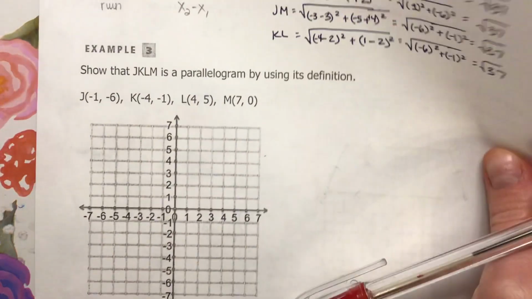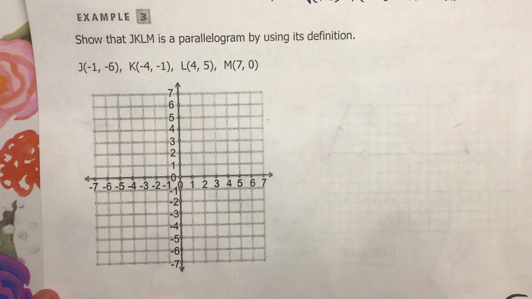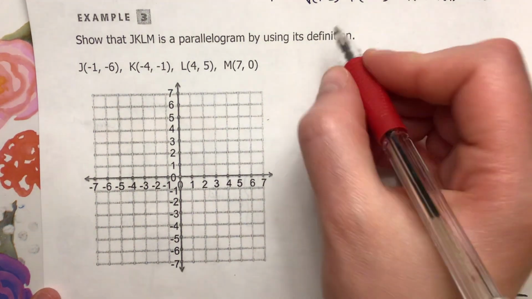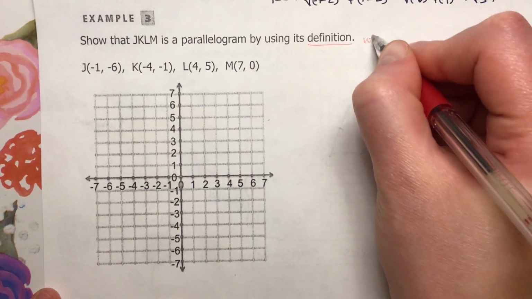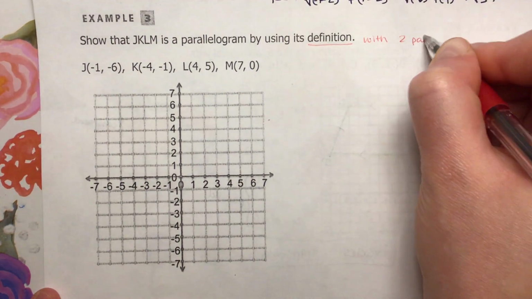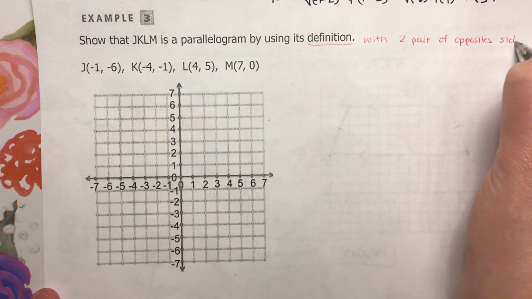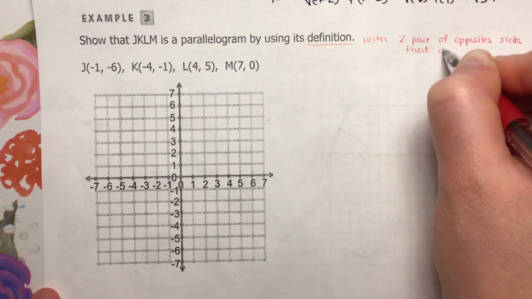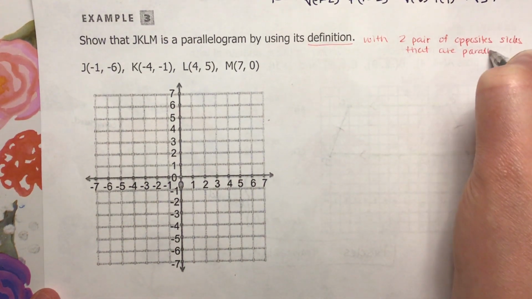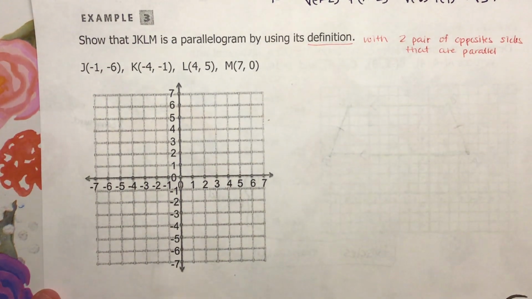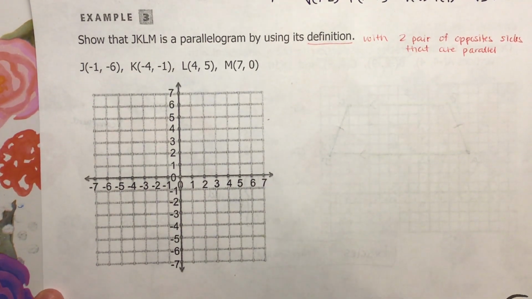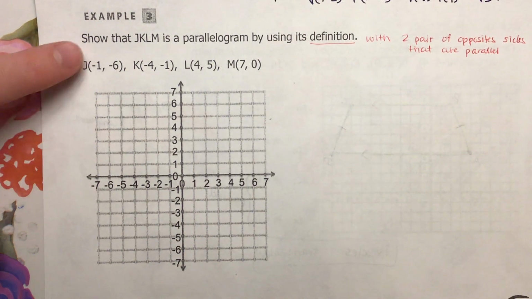All right, we've got one more example. I promise it will not be as much work because it says, show that JKLM is a parallelogram by using its definition. What is the definition of a parallelogram? It is a shape with 2 pair of opposite sides that are parallel. So if we can show that this shape has 2 pairs of opposite sides that are parallel, then we are good to go. So we've got JKLM.